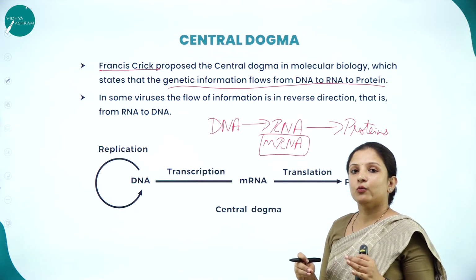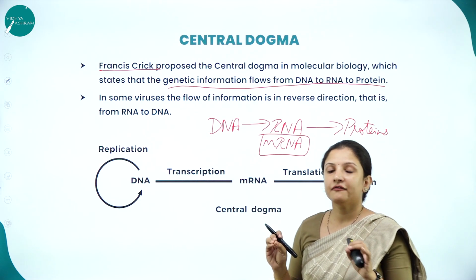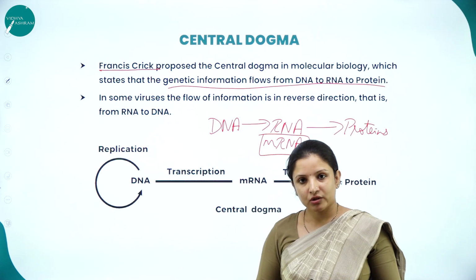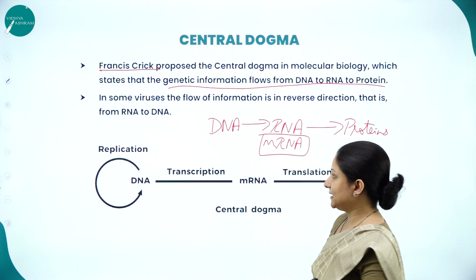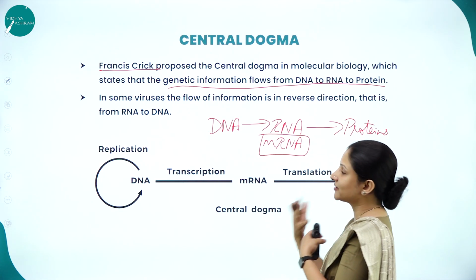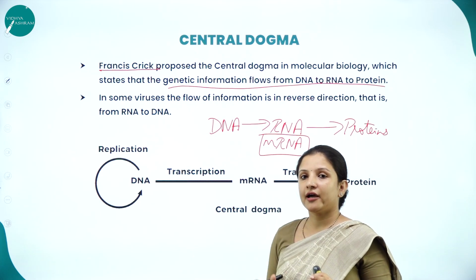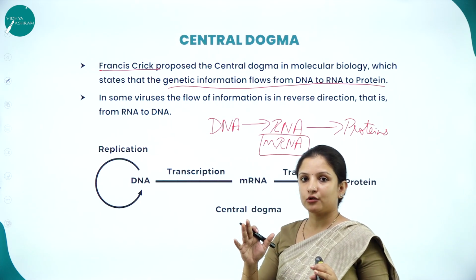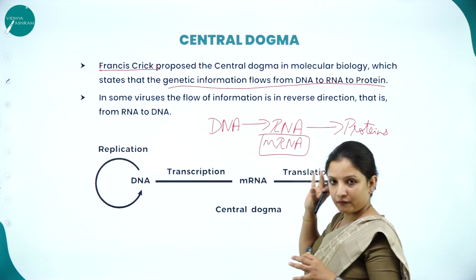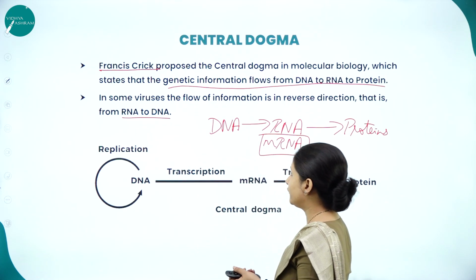And those proteins are the ones which decide how everything works in the body. So the entire functioning of the body is controlled by the genes. Any alteration, any mutation can lead to disorders and diseases. And in some viruses, the flow of information is in the reverse direction, from RNA to DNA. In all the eukaryotes, the flow of information according to central dogma is from DNA to RNA, and then the proteins get produced. But in viruses, it is from RNA to DNA. Remember that, it can come in MCQs.